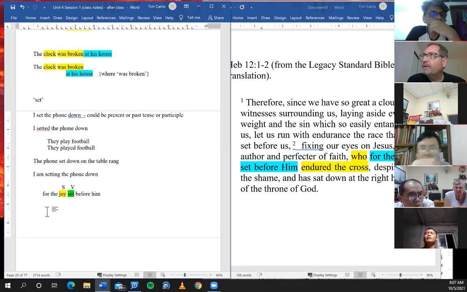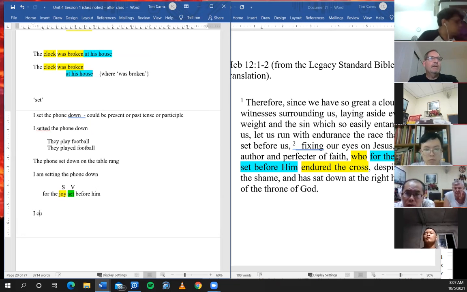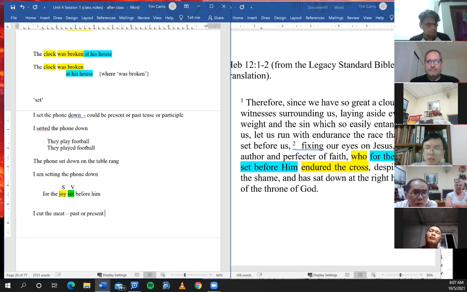I can't think of one right now. There's a few words in English like that. What's that? Cut. Yeah, I cut the meat. That could be past or present. You could say, I cut the meat, as you are cutting it. Or you could say, I cut the meat, meaning I did it earlier.